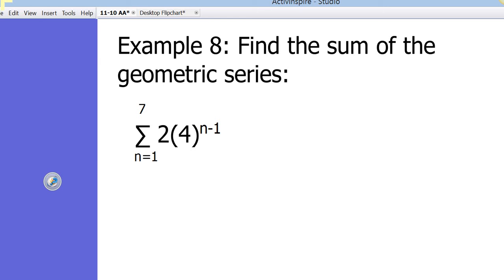Okay, so how many things are we adding? 7. So what's the first term? 2. Parentheses, 1 minus, what are we multiplying by? 4. And what power should I be using?